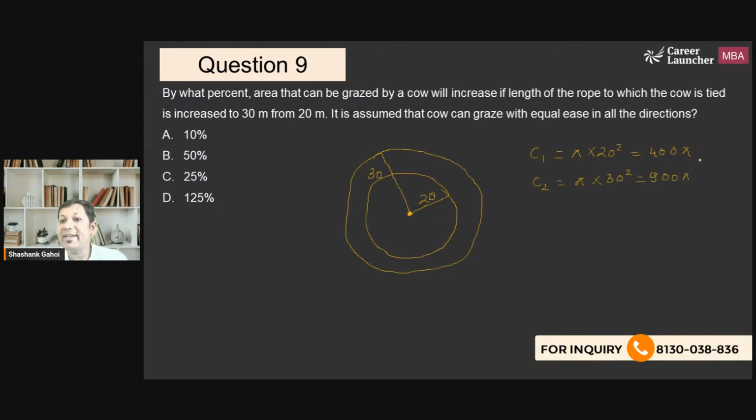What is the percentage increase we can see? So the increase is 500 pi, divided by the initial area, 400 pi, into 100. So this is cancelled out. So it comes out to be how much? 125%. Greater than 100%. So the answer to this question is directly going to be option D. That's it. So whenever you get these kinds of questions, try to make a figure and imagine; more likely you are going to get the answer very easily.